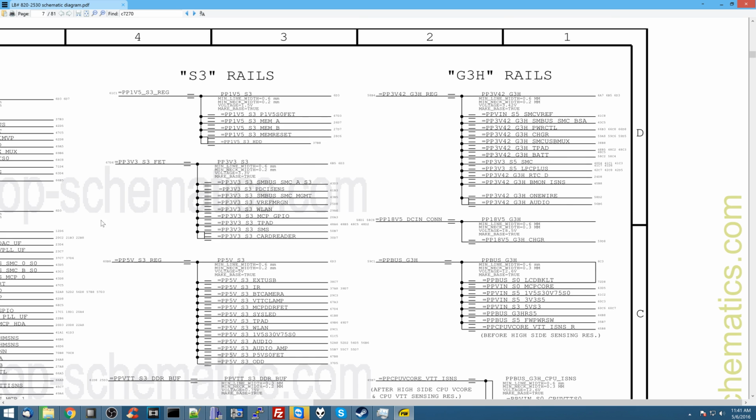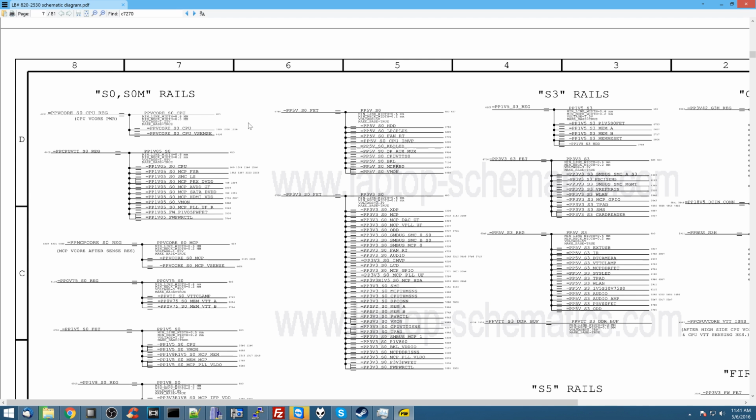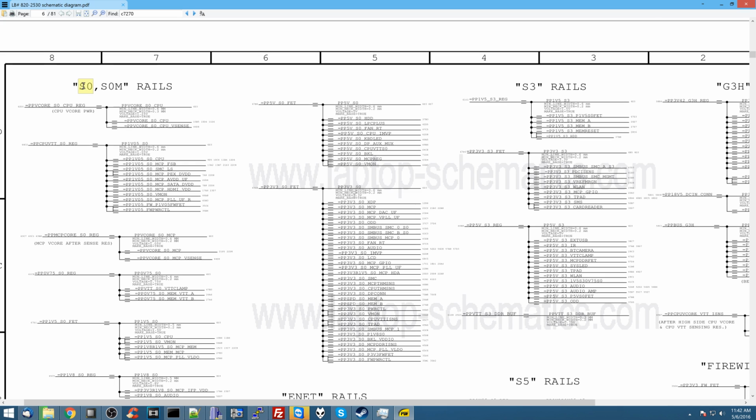So in this old schematic, what they do is they put the most important stuff last and the least important stuff first. So the mistake that the average person makes is they look at this list of rails and they start with the first one, right? No, you don't. Because what it's listing first is S0 rails.